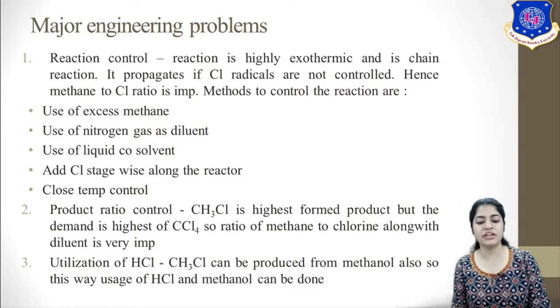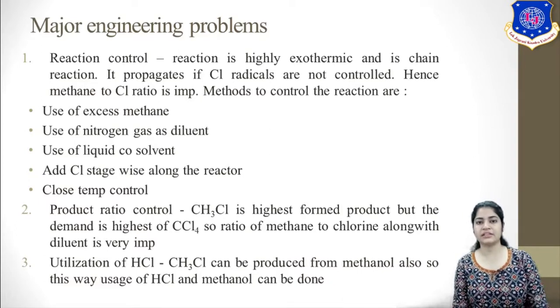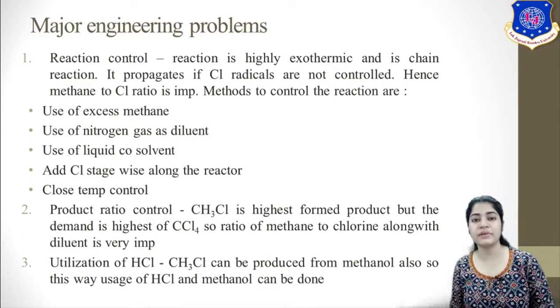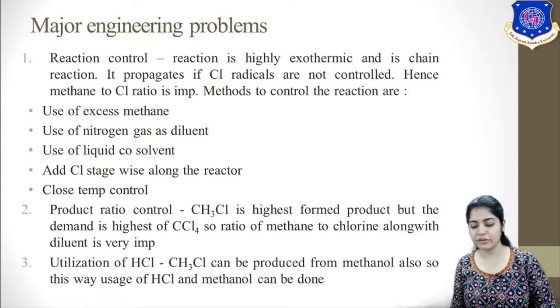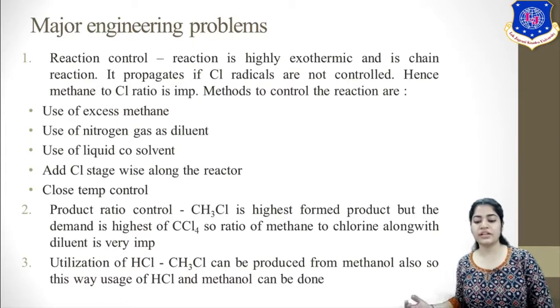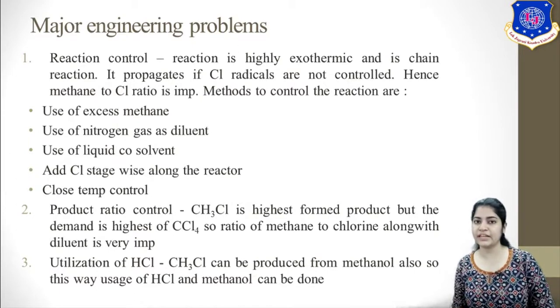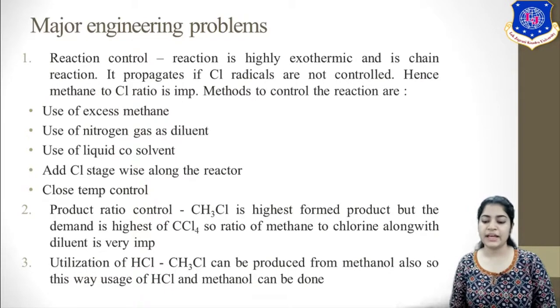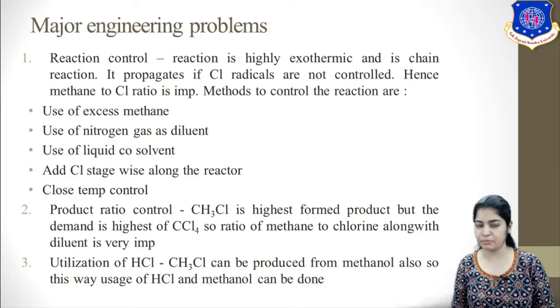Now the next major engineering problem is product ratio control. In this reaction, generally CH3Cl, that is methyl chloride, is formed the most, but industrially, as product consumption goes, carbon tetrachloride is in more demand. So the ratio of methane to chlorine has to be set very specifically, because carbon tetrachloride is the most important product here. Hence the ratio of methane to chlorine along with diluent is very important to be settled.